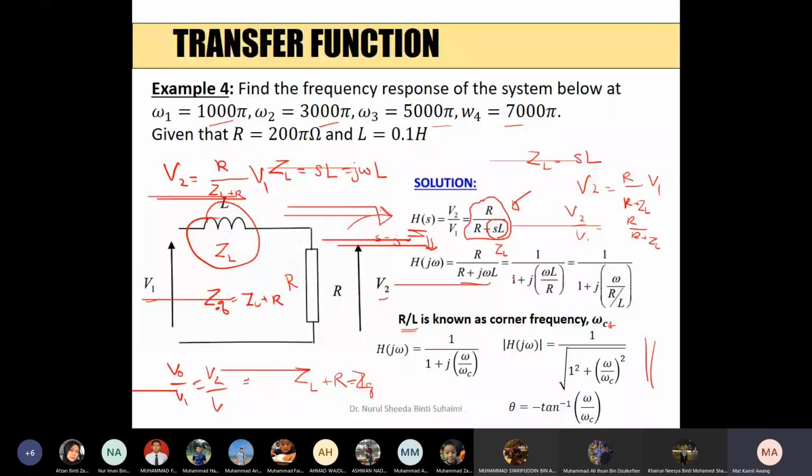Clear? Clear. Suara saya putus-putus ke? Okay.